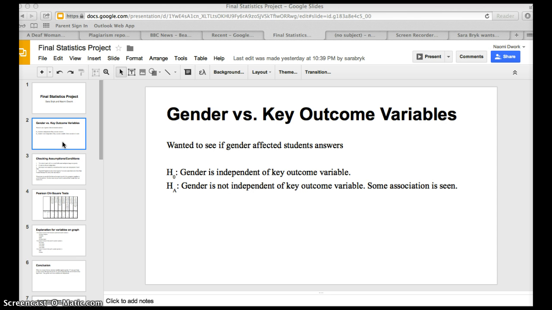Okay, so the first variable that we wanted to look at was gender, and we wanted to see if there was an association between gender and all the other variables. So we did chi-square tests to compare these variables. Some of these examples were thinking math class is a waste of time and seeing yourself as a math person. So we tested this null hypothesis and this alternative hypothesis, which were: gender is independent of the key outcome variable, or gender is not independent of the key outcome variable, and some association is seen.